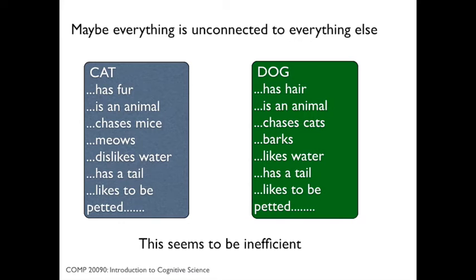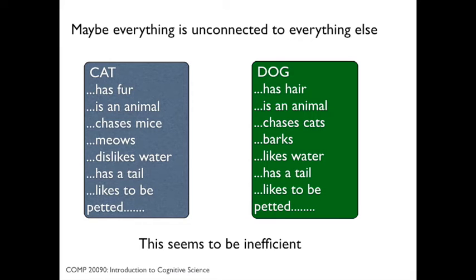I know that a cat is a suitable animal as a pet, and so if it gets sick, I take it to a vet. I know the same thing about a dog. So does that mean I need to store in my database somewhere the sentence, a cat makes a good pet, a cat when sick should be taken to the vet, and store the same thing about dogs? Well, that seems very, very redundant.